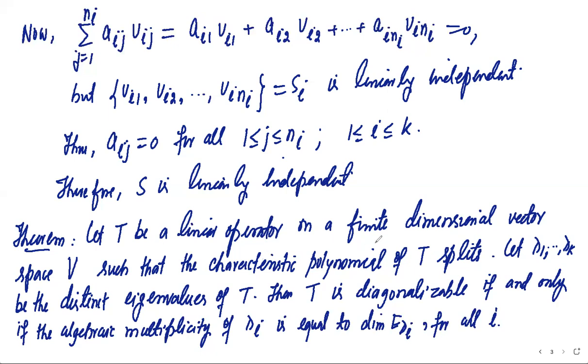So in order to prove this theorem, we have to prove two parts. First, we will assume that the linear operator is diagonalizable and show that the algebraic multiplicity of lambda i equals the dimension of the eigenspace corresponding to lambda i. And then conversely, we will assume that the algebraic multiplicity of lambda i equals the dimension of the eigenspace of lambda i and show that the linear operator is diagonalizable. So let's start the proof.